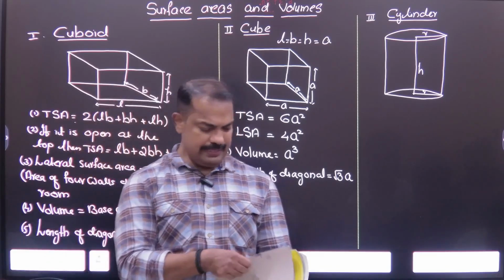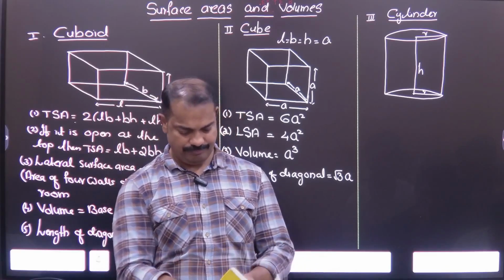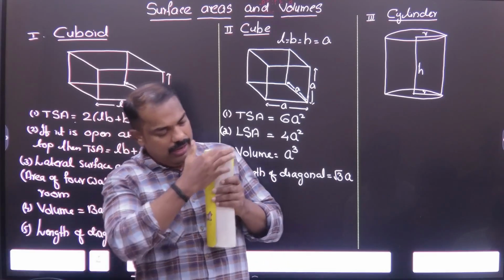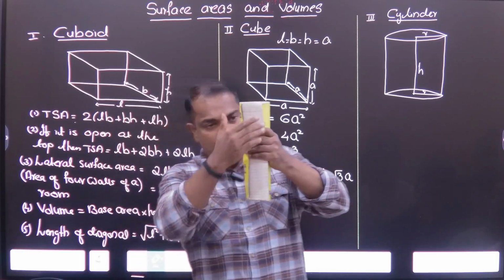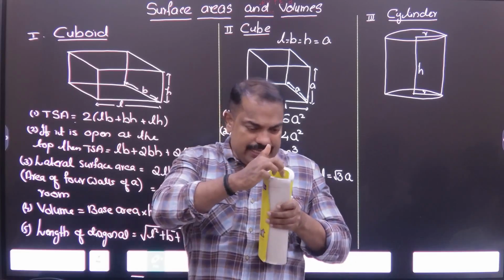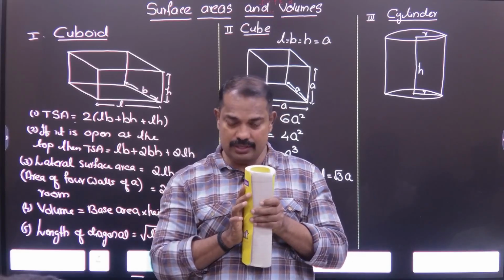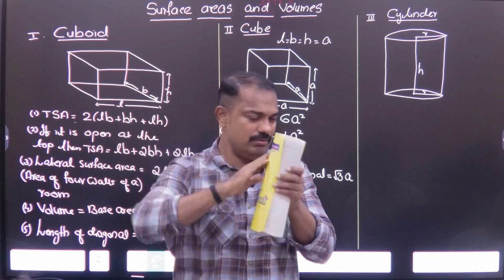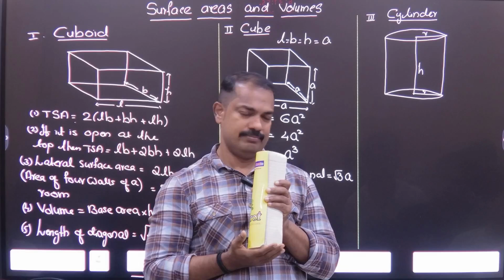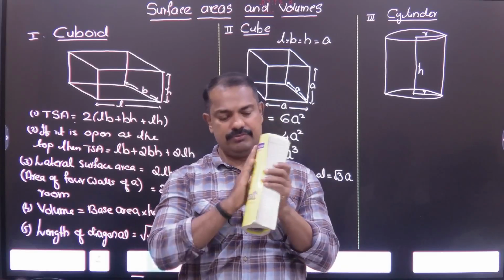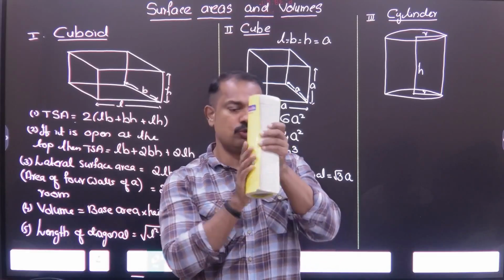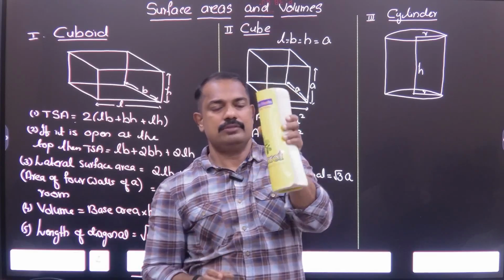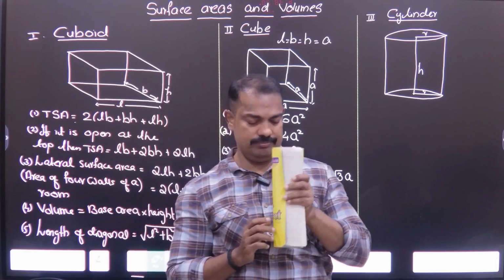Listen, in the case of cylinder, height of the cylinder is H. What is the height of the cylinder? Radius of the cylinder is R. What is the radius? R. This yellow region is called what? Curved surface area. Means ये दोनों बेस इंक्लूड नहीं है, सिर्फ ये वाला रीजन है, ये पूरा रीजन is called what? CSA, curved surface area.